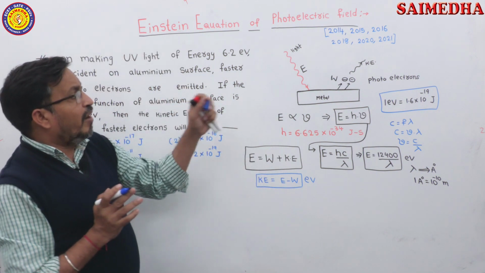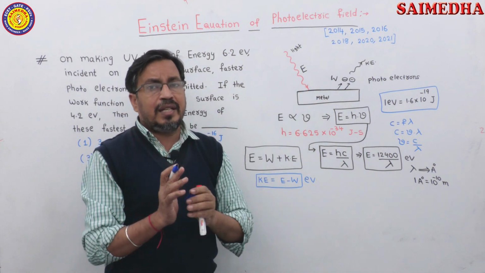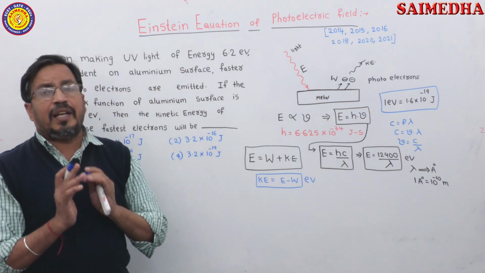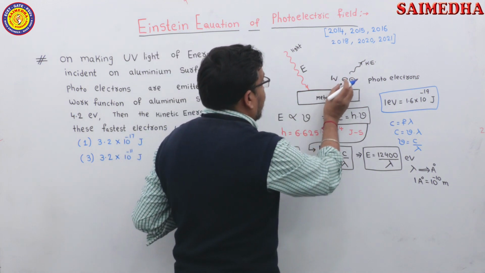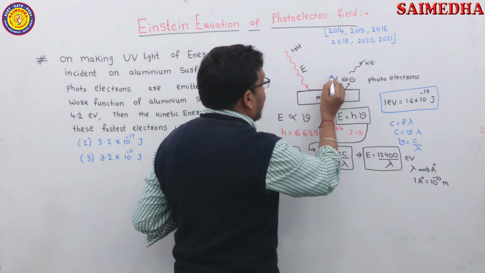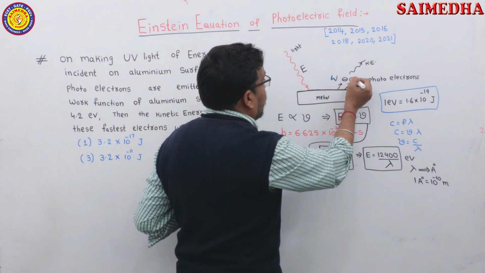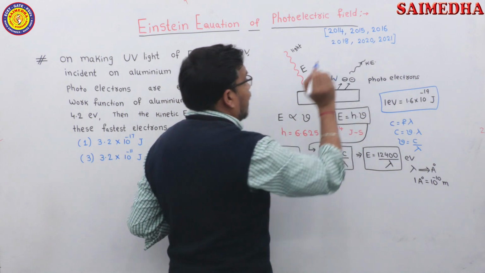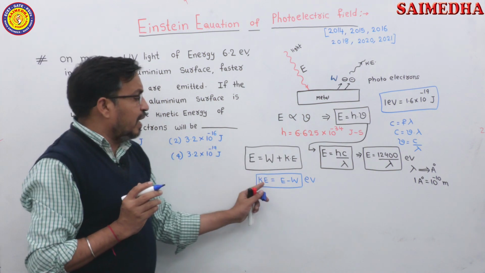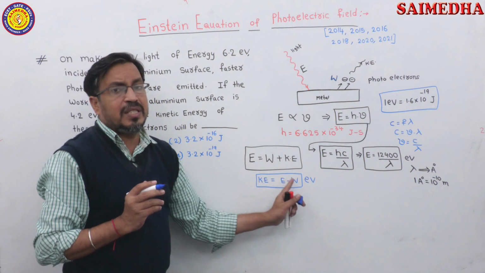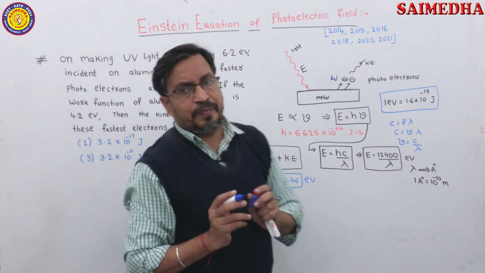So what do I say? When a light is incident on a metal surface, that light wave consists of some energy, which we represent with E. In that energy, some energy is required to emit the electrons. That some energy I am representing with W, work function. The remaining energy is given to emitted electrons as kinetic energy. So E equals W plus KE. So here kinetic energy equals E minus W. This equation is known as Einstein equation. Now read this question.